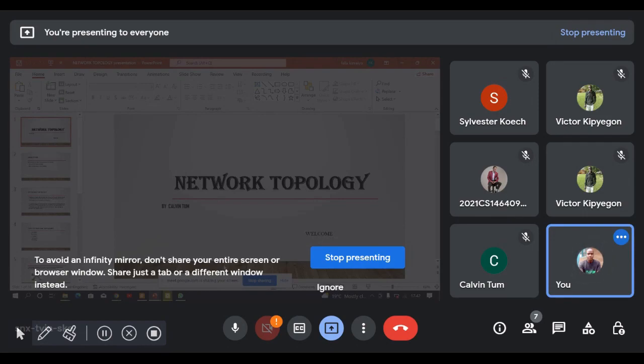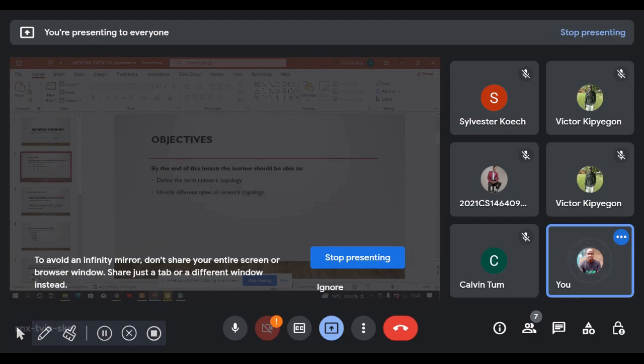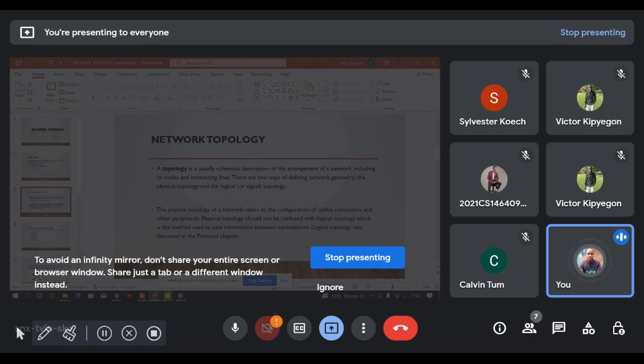Okay, today I'll be taking you through network topology, and by the end of this class, you should be able to define the term network topology and also differentiate types of network topology. Can anyone read for us what is network topology?